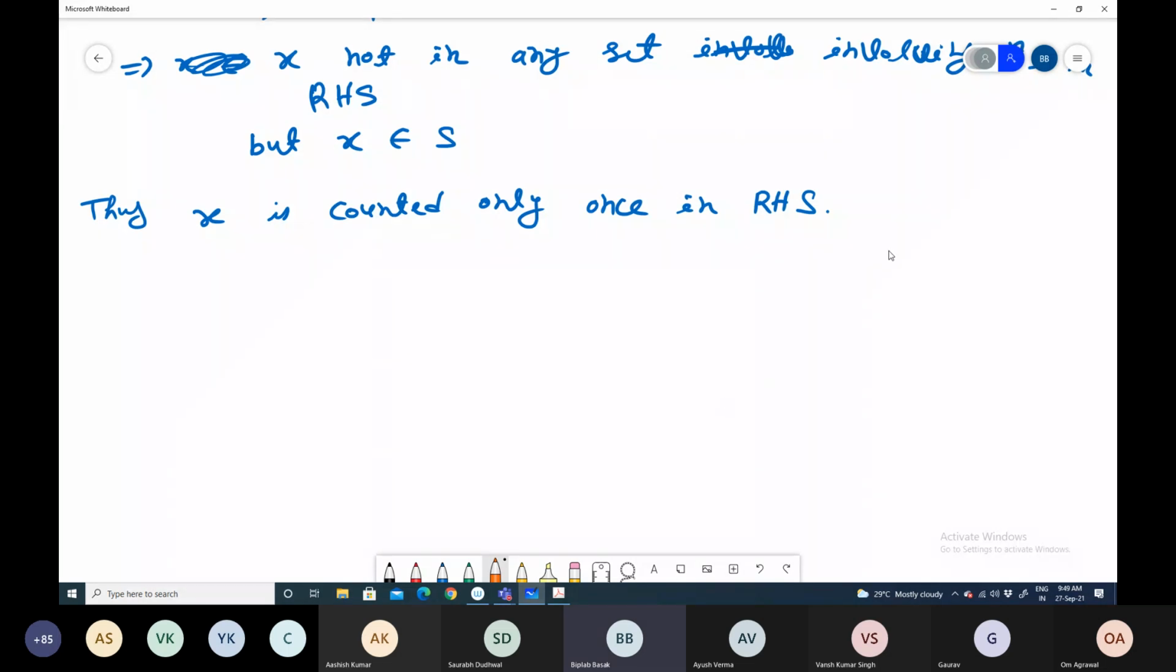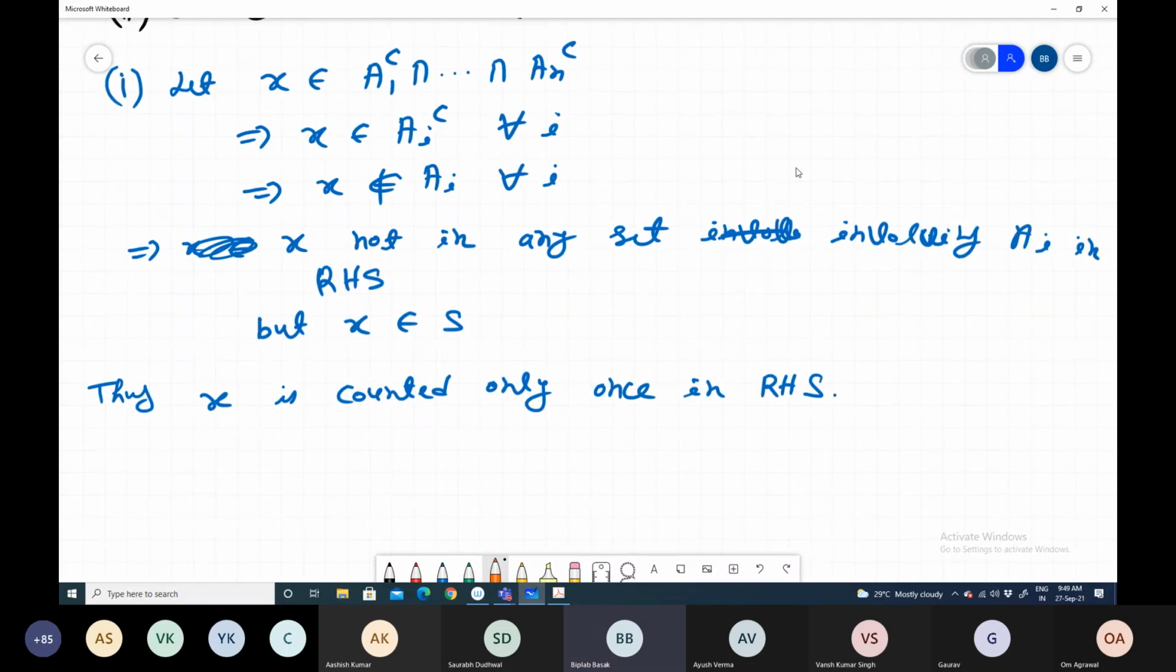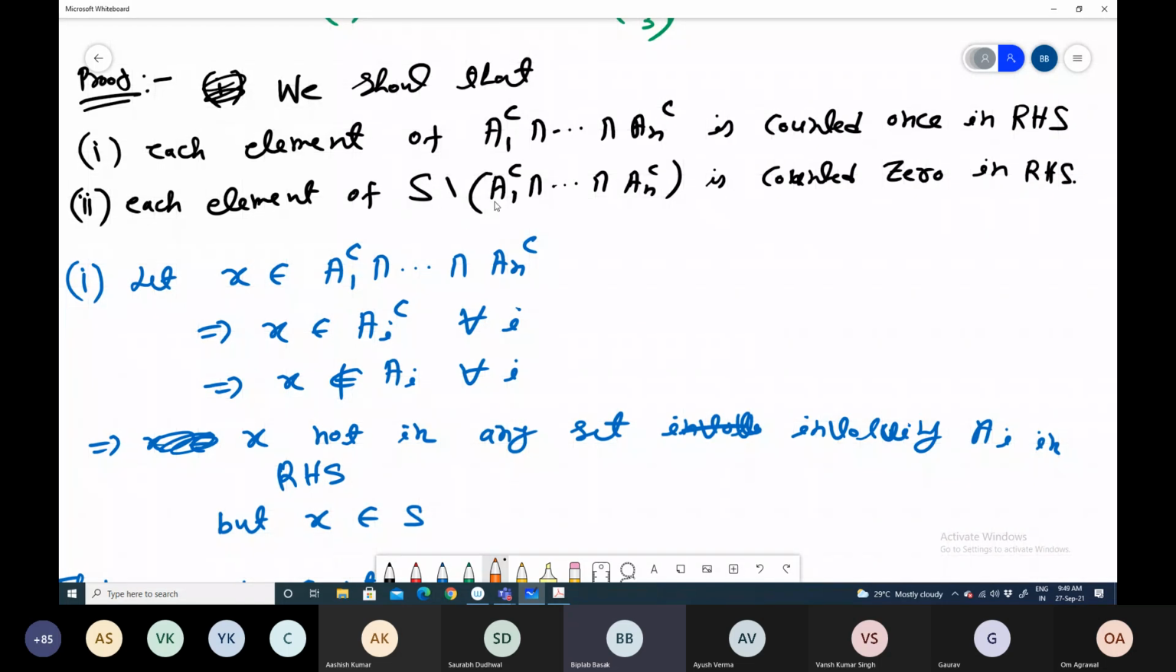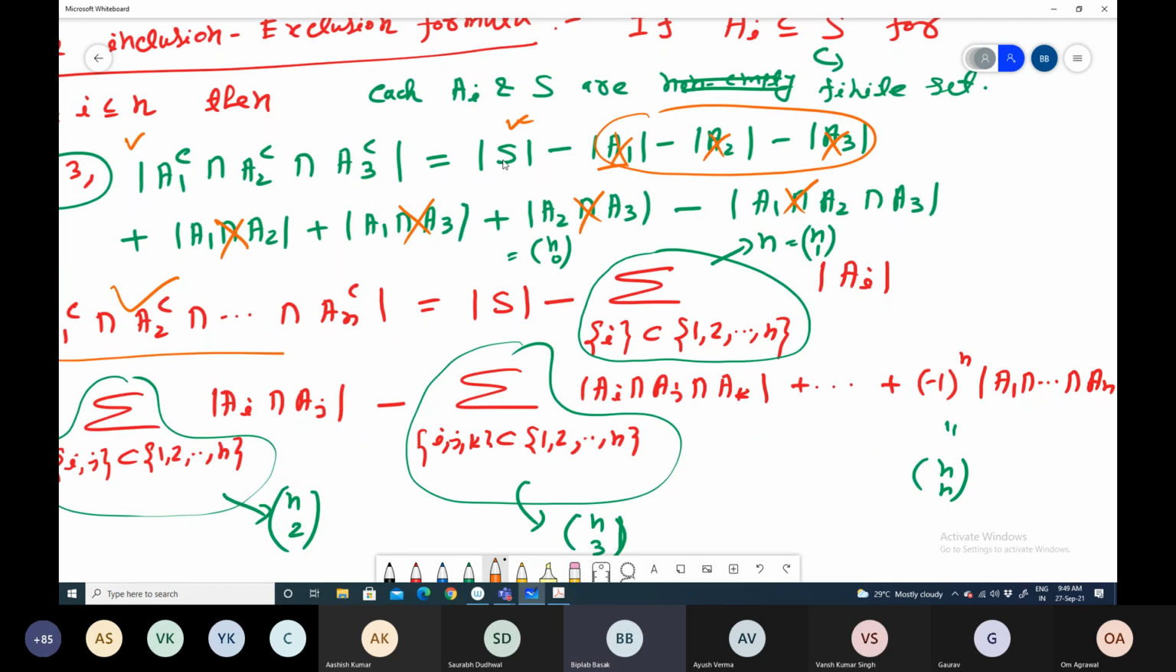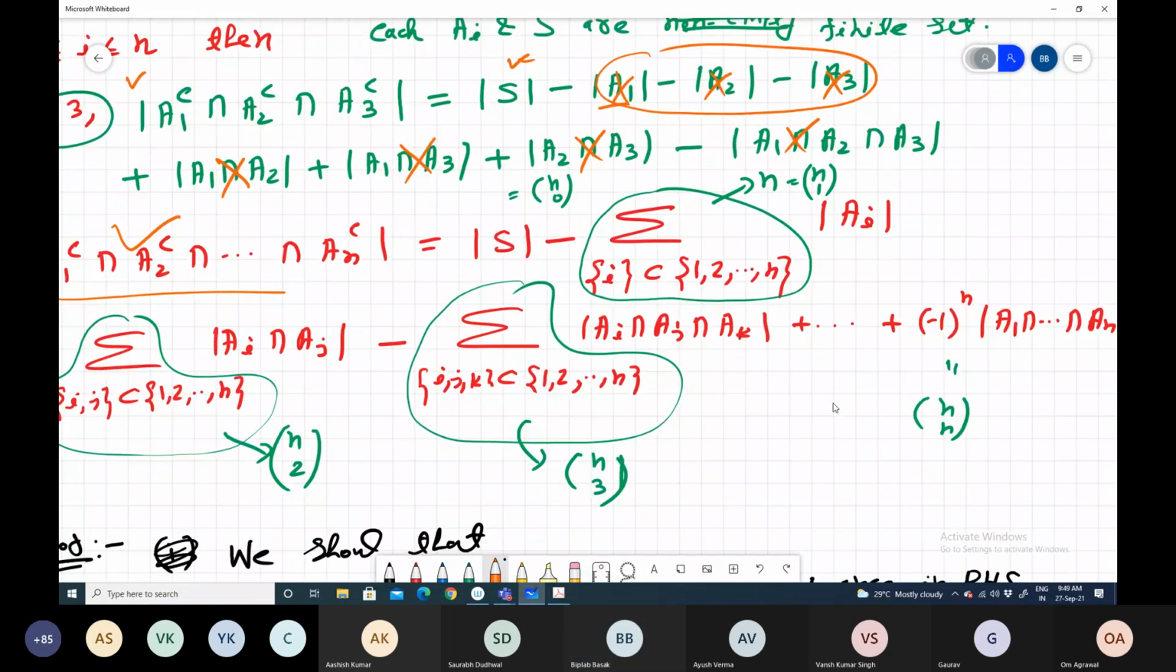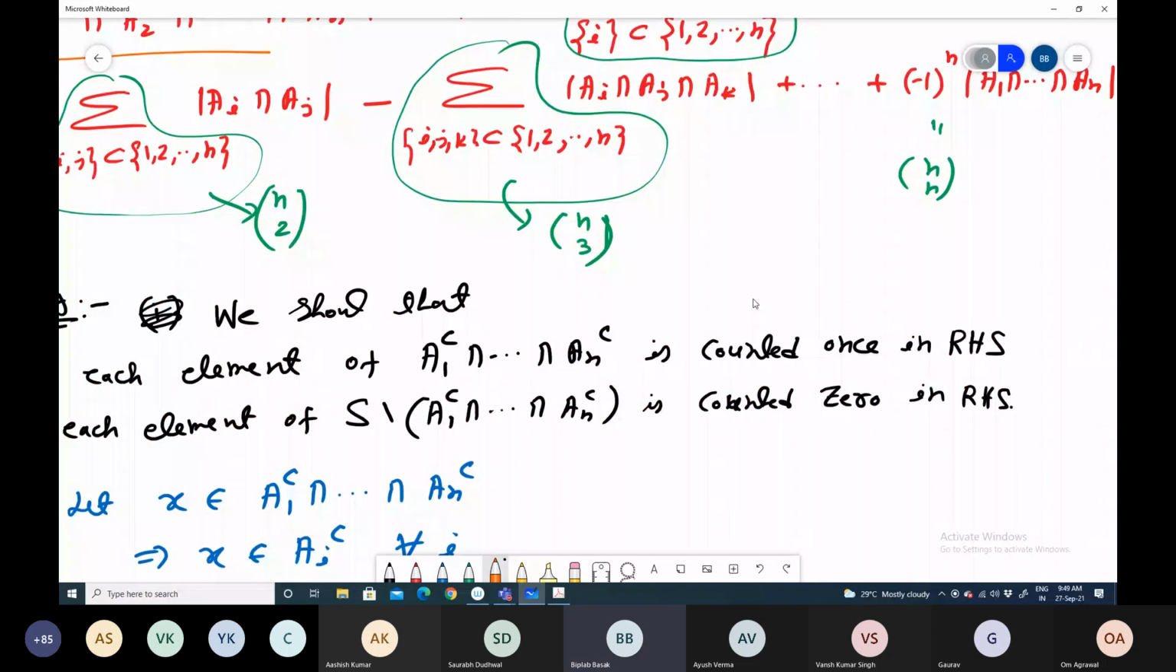Okay, so this part is clear, part 1. Now we will prove part 2. If we take any element from this set, that means the complement of all of this one, then we will see that it is counted 0 times in the right hand side. Counted 0 means absolute counting. Because obviously if we take any element from here, then that element should be in that set. So definitely there will be 1. And then we will assure that there will be some negative of 1 as well, so that will be cancelled out.